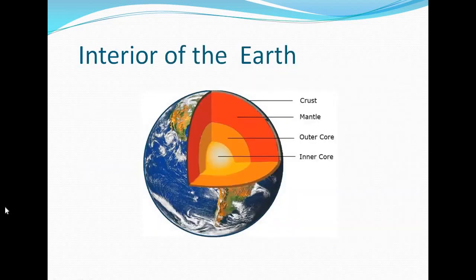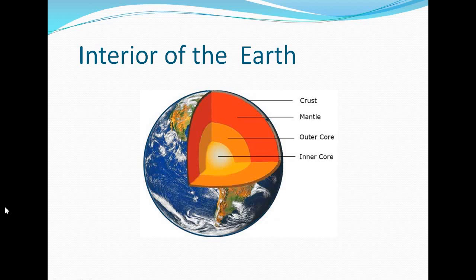Yes, friends, now we will discuss the interior of the earth, or the structure of the earth. Have you ever thought how our earth is made up? Today we will discuss the structure of the earth, meaning how our earth is made up. Now we start with a kind of comparative analysis.